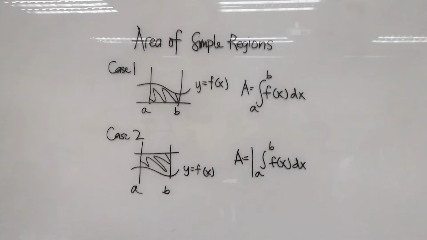If f of x is a continuous and non-negative function of x on the closed interval [a, b], then the area of the region bounded by the graph of f, the x-axis, and the vertical lines x equals a and x equals b is given by: the area is equal to the integral of f of x times dx, having a limit of a to b.